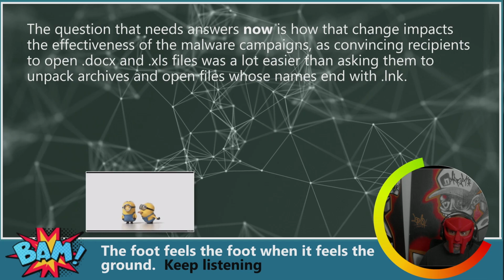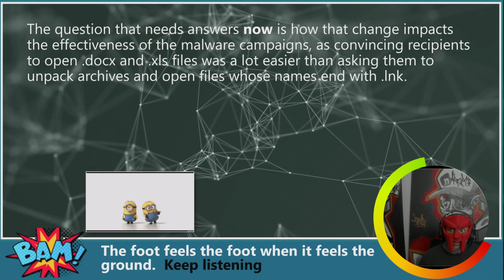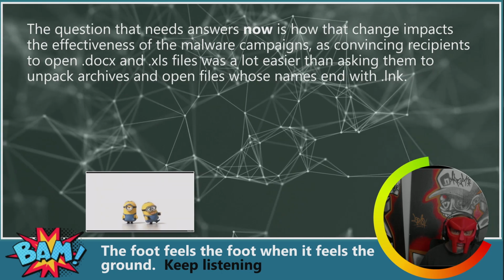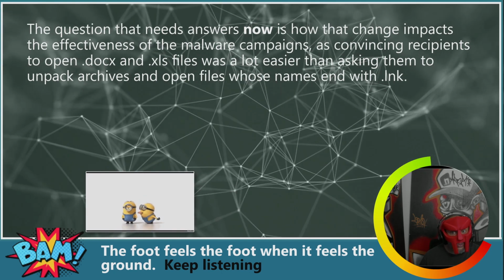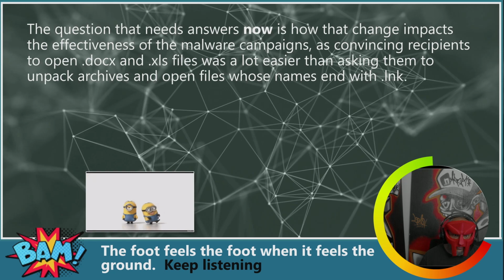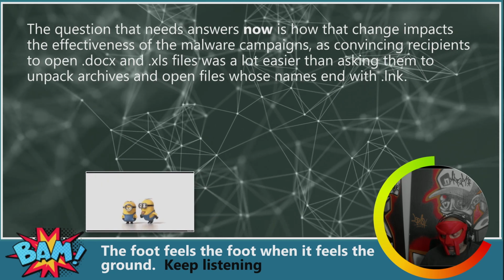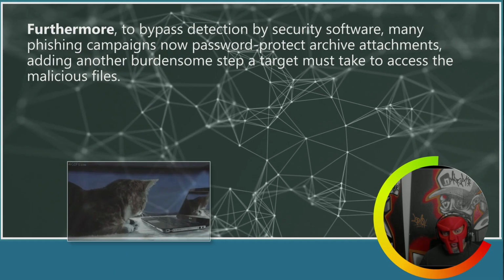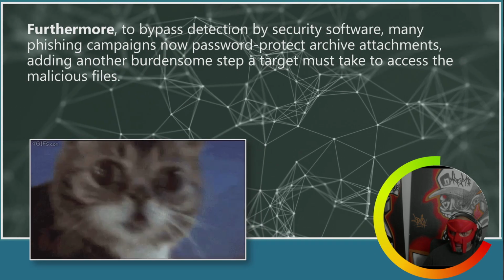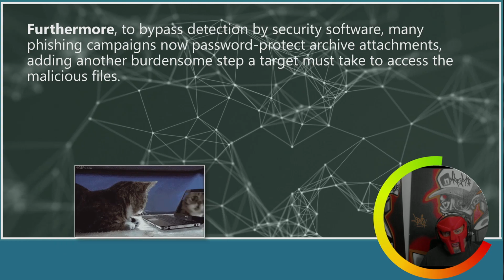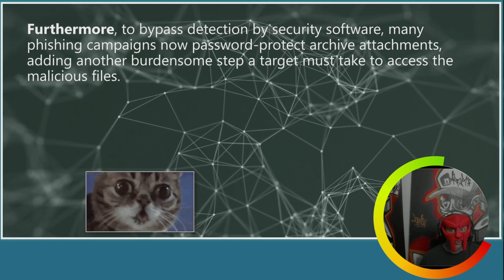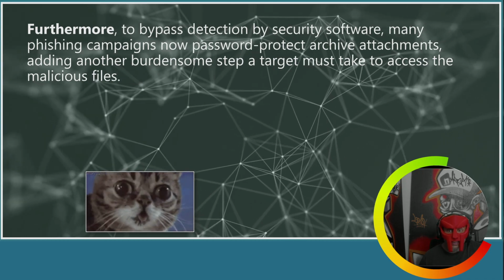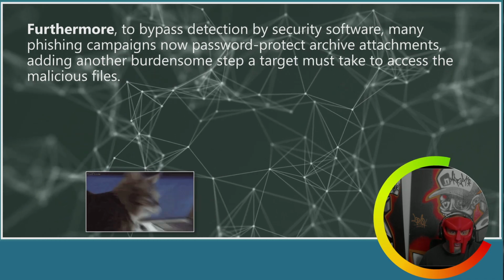So the use of HTML files has also increased significantly, and many phishing campaigns just include a link to a malicious file somewhere hosted in the cloud. They don't even give an attachment anymore. They use a link to an infected or malicious file hosted somewhere in the cloud, like Dropbox or OneDrive or whatever. Furthermore, to bypass detection by security software, many phishing campaigns now password protect archive attachments, adding another burdensome step a target must take to access the malicious files.